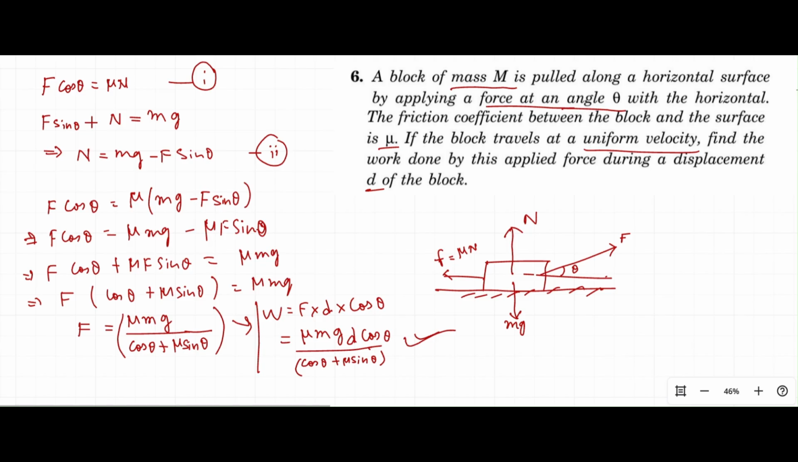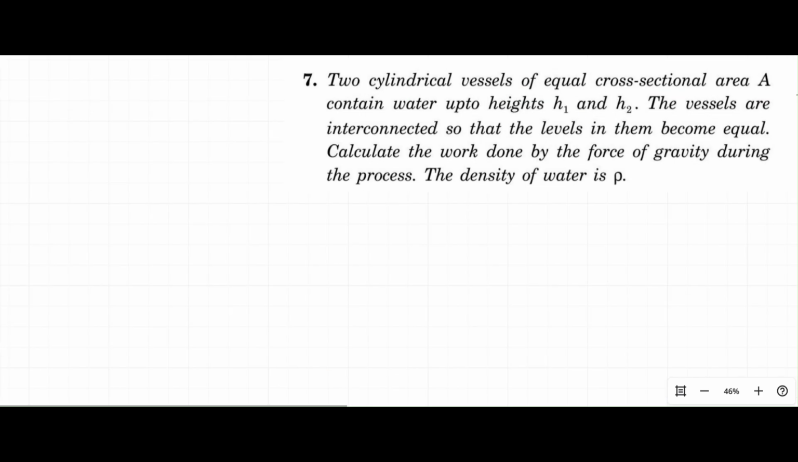We simply have to resolve the equation. We have to check for the forces and simply put it in the equation. Now this question is a little creative. So what does it say? It says that there are two cylindrical vessels of equal cross-sectional area containing water. In one vessel it is up to H1, and in another vessel it is H2. The vessels are interconnected so that the levels in them become equal. Calculate the work done by the force of gravity during this process.